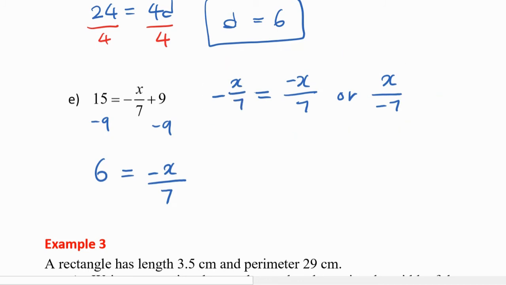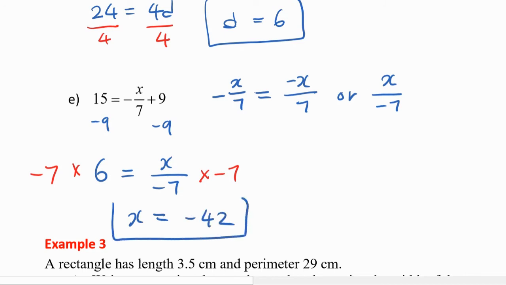So I just moved the negative sign to the top. Or you can just move it to the bottom, does not really matter. So let's just move it to the bottom. X over negative 7. Division. You're going to multiply by negative 7 to get rid of the division. Then x will be negative 7 times 6, negative 42. This is the answer.